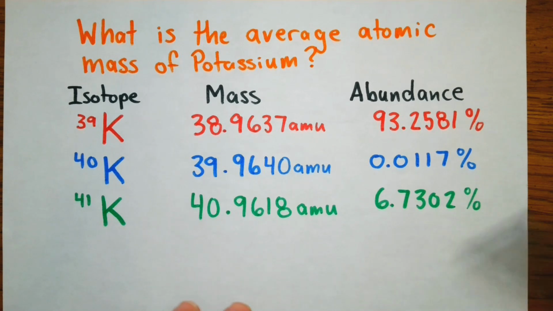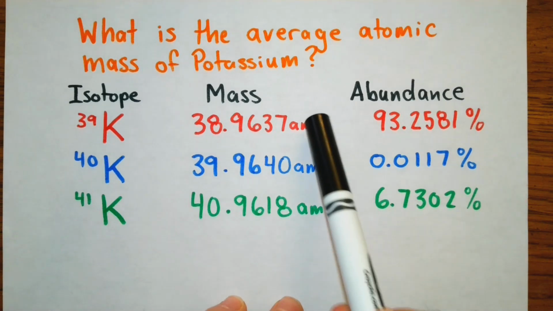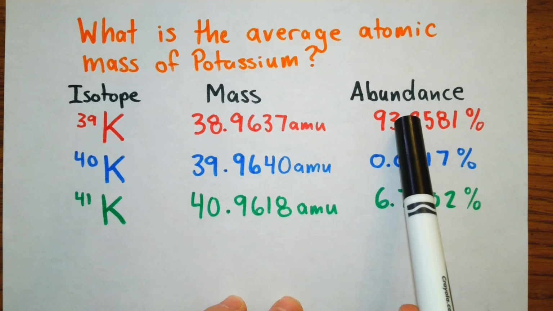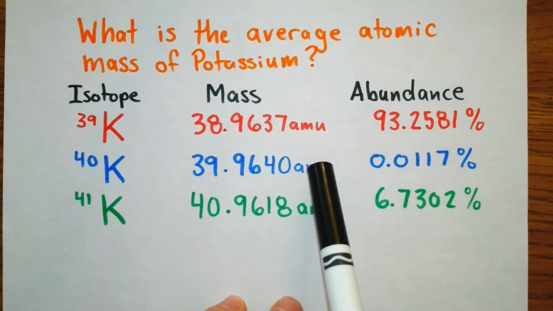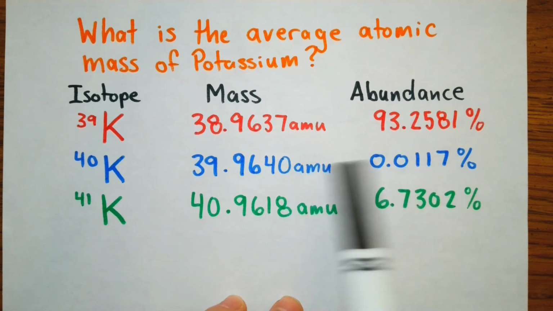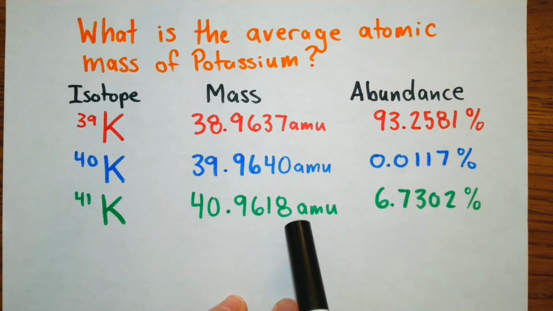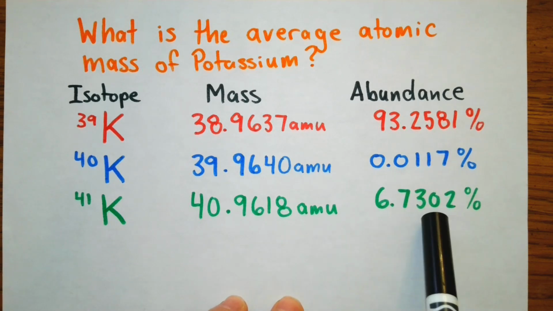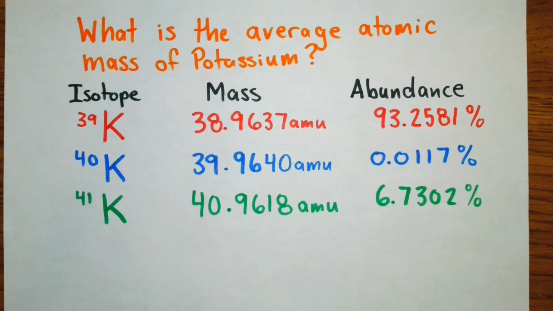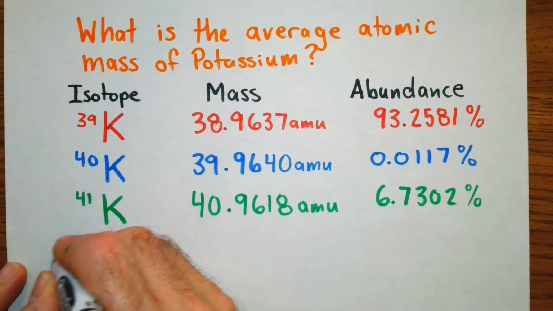So what we're going to do to solve this is add up the product of each isotope's mass times its abundance. So we're going to multiply mass times abundance, and then add the number we get from multiplying mass times abundance for each isotope of potassium. So let's go ahead and get started.